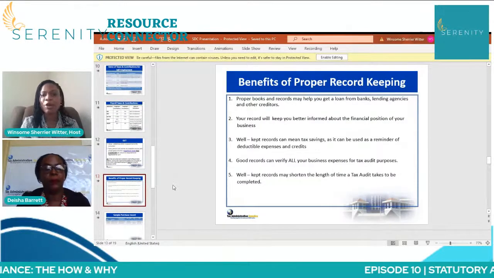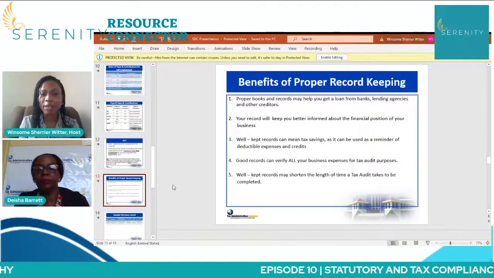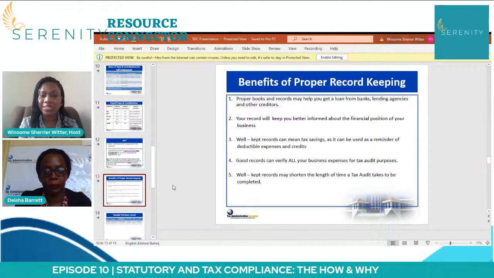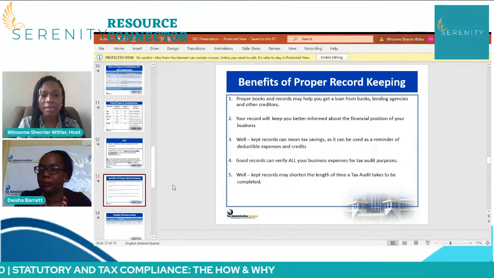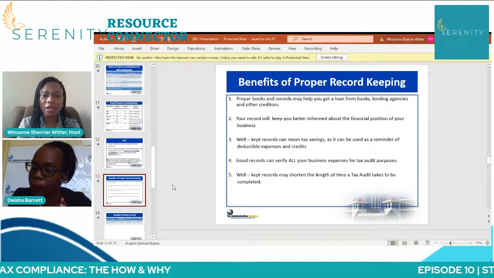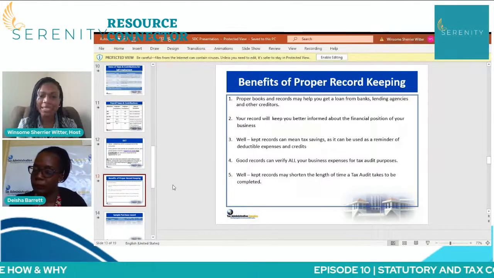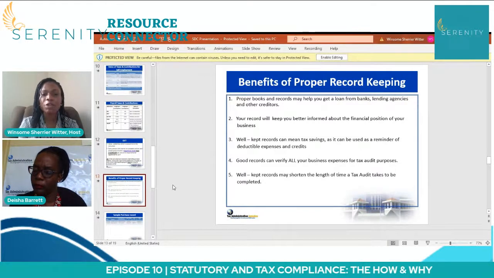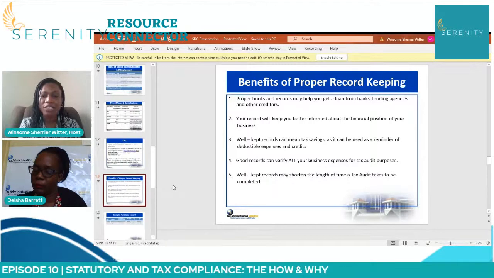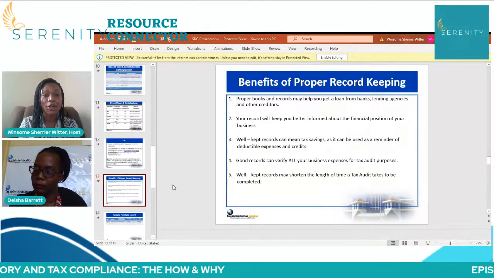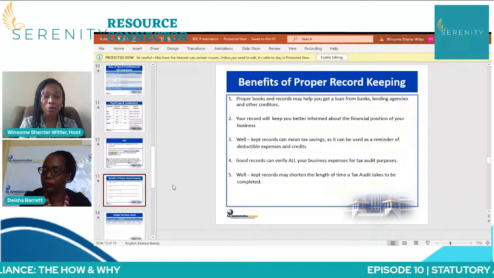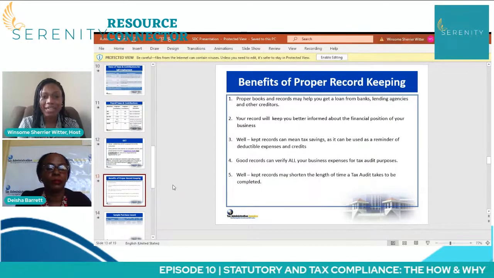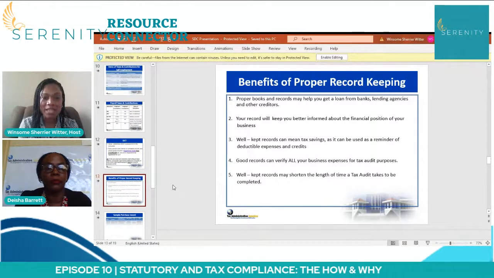Here are some benefits of proper record keeping. The team from NHT mentioned that before, so you know how important record keeping is, and we're going to do a session specifically on record keeping. So one, proper books and records may help you to get a loan from banks, lending agencies, and other creditors. Two, your record will keep you better informed about the financial position of your business. You can't know what's going on in your business unless you have it properly documented and you're not able to take practical, prudent decisions without those figures.